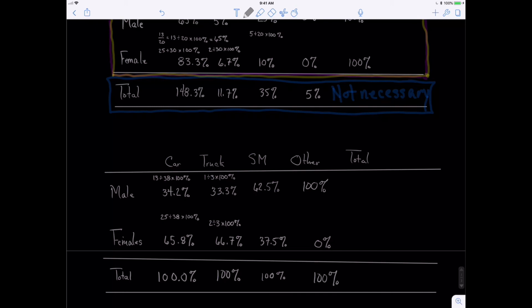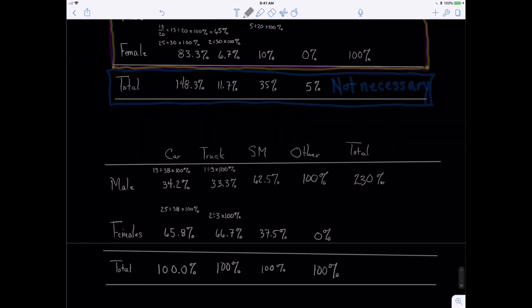Now, if I add the rows, notice that when I add these across, I come up with 230%. And I come up with 170% if I add up the second row. Well, these numbers don't make sense in this case.